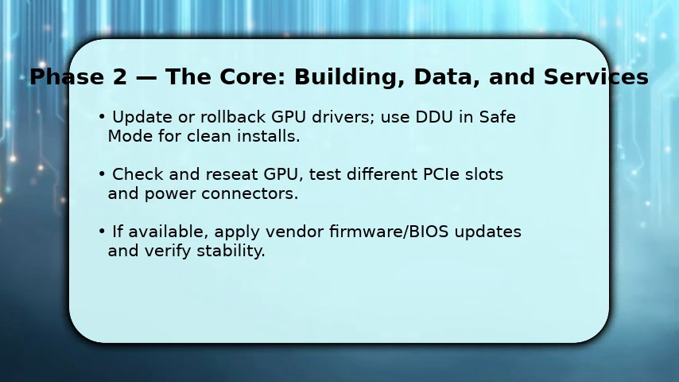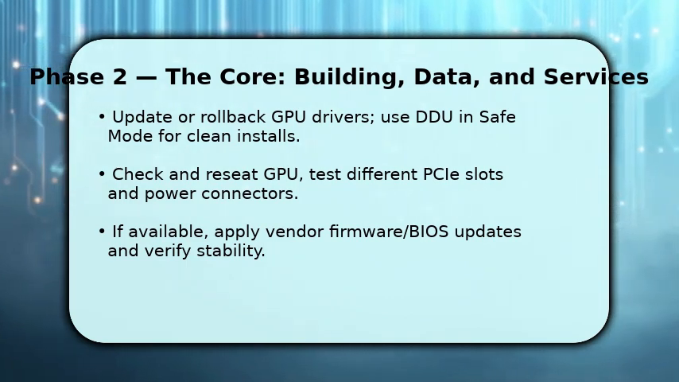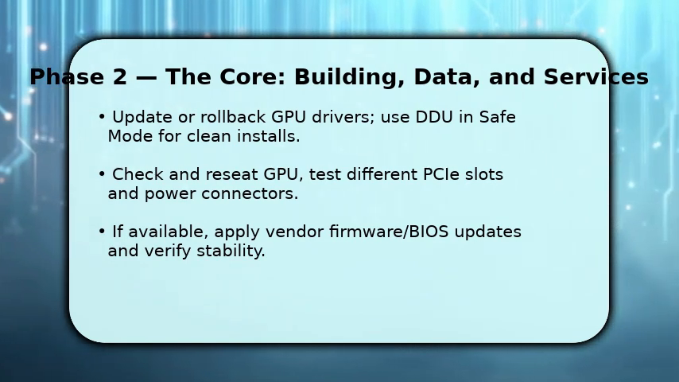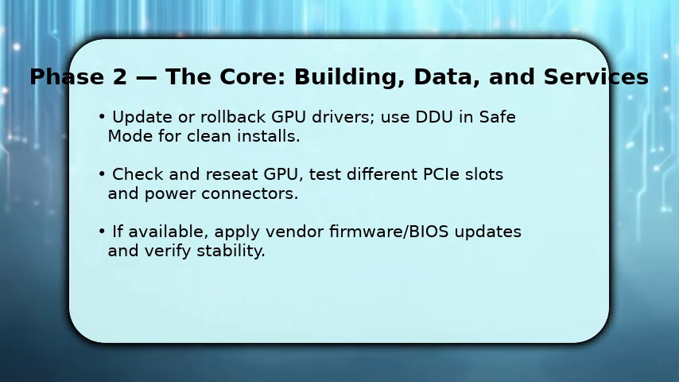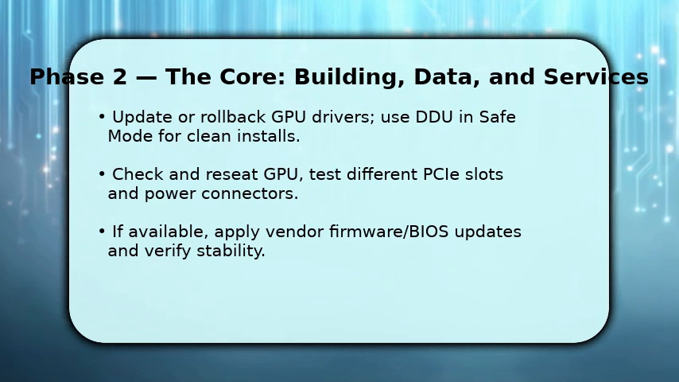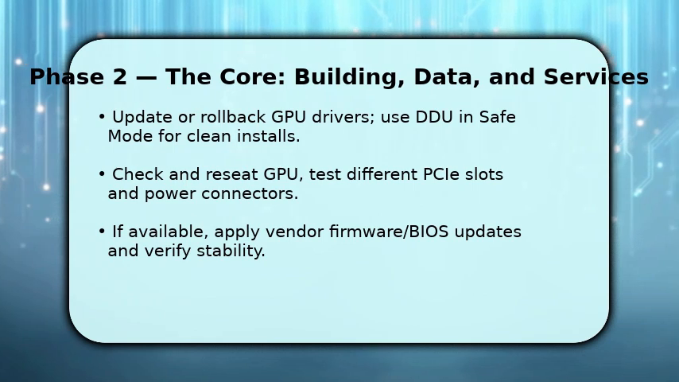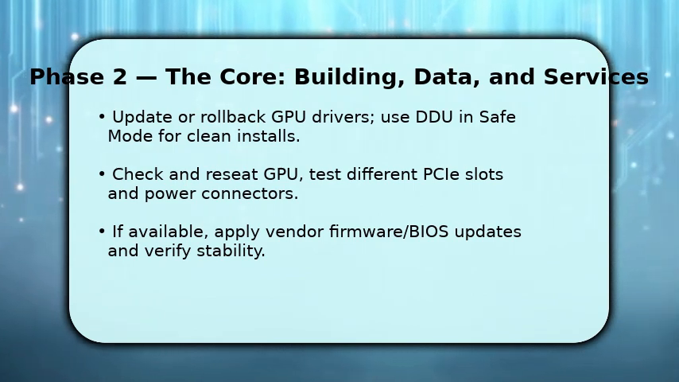Next, power down and reset the card, swap PCIe slots and cables because loose connections mimic VRAM issues. If artifacts persist, apply the GPU vendor firmware update only from the official source and reboot. Once done, run the memory test again to see if errors decreased, and make sure temperatures stayed within spec.